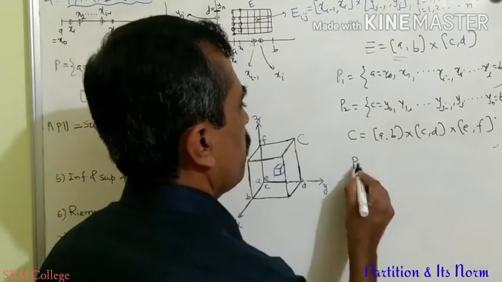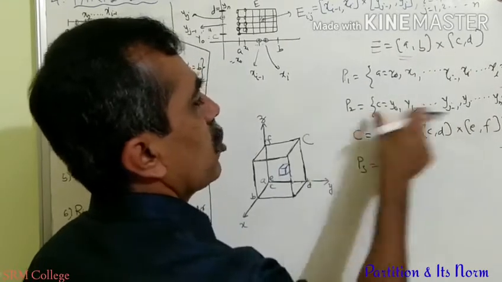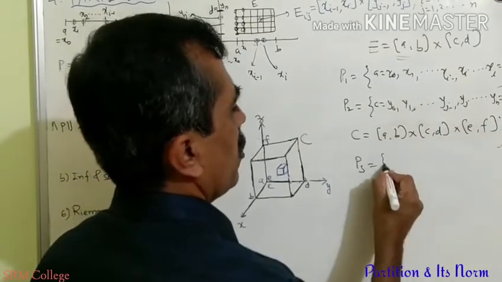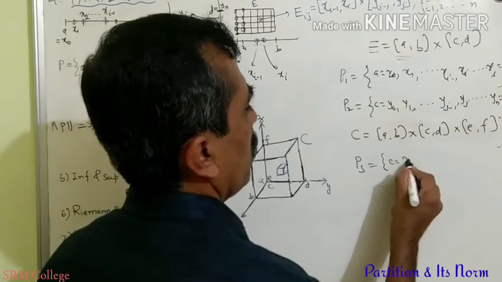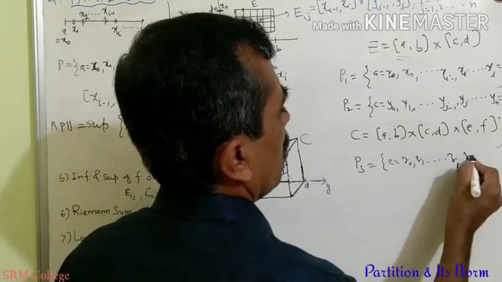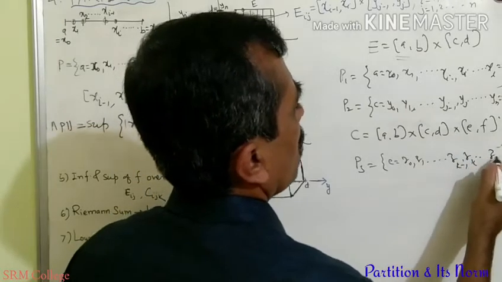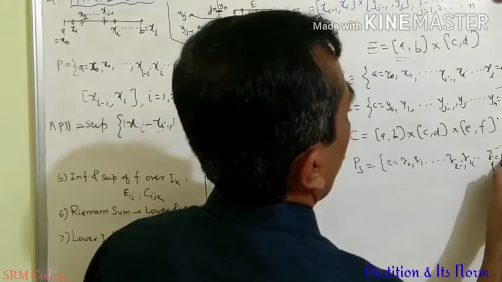Now this is P1, a partition of AB, a partition of CD, and a partition of EF. Suppose E is equal to Z0 and Z1 and so on, and suppose ZK minus 1, ZK and so on, and suppose Zq is F.